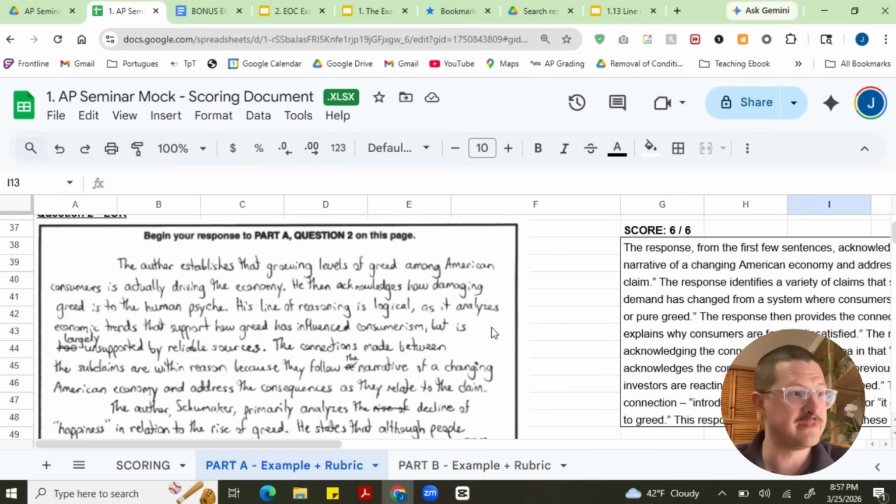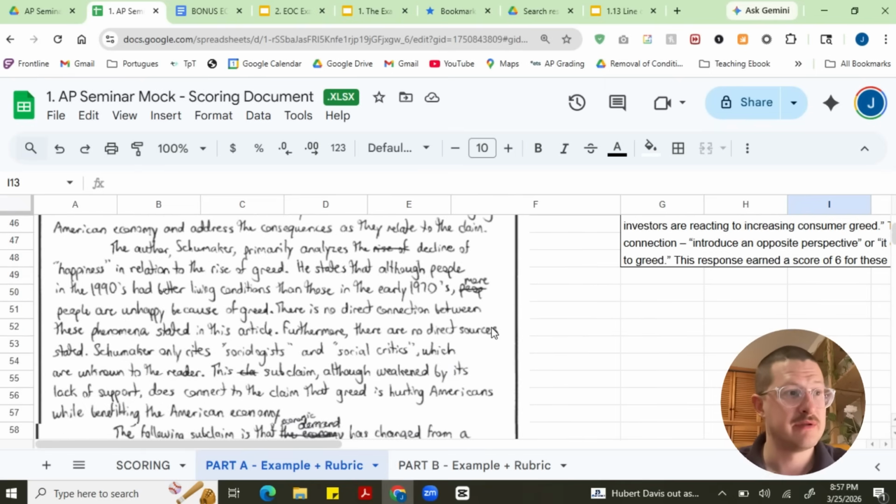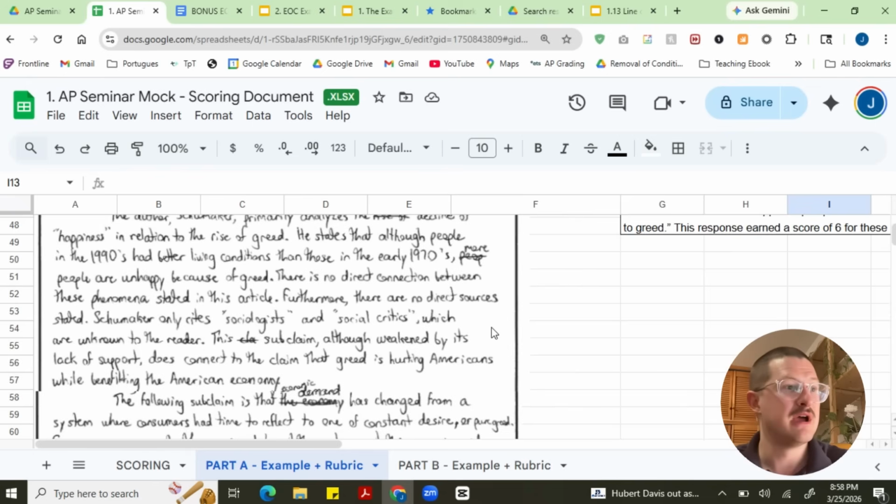The connections made between the subclaims are within reason because they follow the narrative of a changing American economy and address the consequences as they relate to this claim. This is a classic introduction paragraph. They're introducing the main argument, they're giving us a sense of what they think about it, and then here we go in. The author, Shoemaker, primarily analyzes the decline of happiness in relation to the rise of greed. He states that although people in the 1990s had better living conditions, more people are unhappy because of greed.